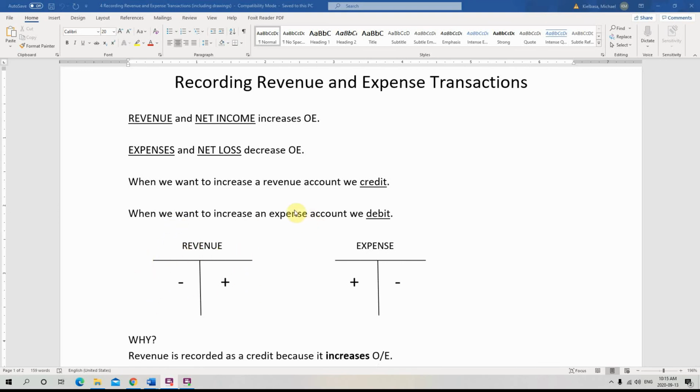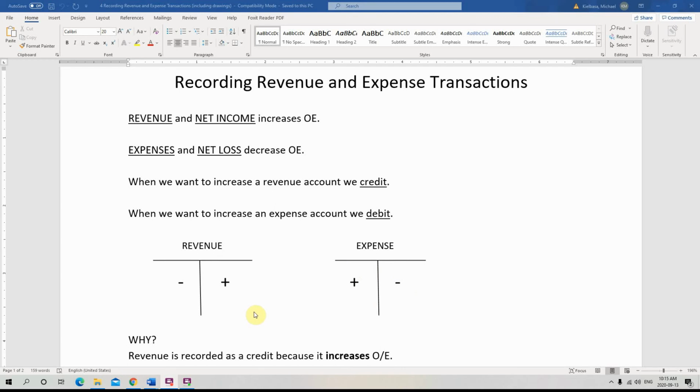Now, we're going to have a separate T account for every revenue account that the company has. And just like that, we're going to have a separate expense account for every expense account that the company uses. So you'll have a separate advertising expense account. You'll have a separate salaries account. You'll have a separate equipment repairs account. Now, to increase an expense, we are going to debit, and to decrease an expense, we credit.